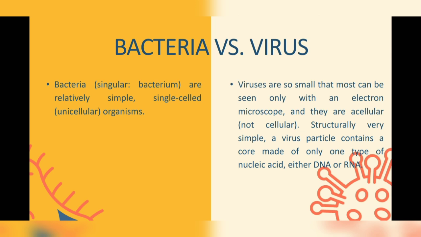Viruses, on the other hand, are so small that most can be seen only with an electron microscope, and they are acellular, or not cellular. The virus core is surrounded by a protein coat which is sometimes encased by a lipid membrane called an envelope. A virus core is made up of only one type of nucleic acid. It can be either DNA or RNA, but not both.